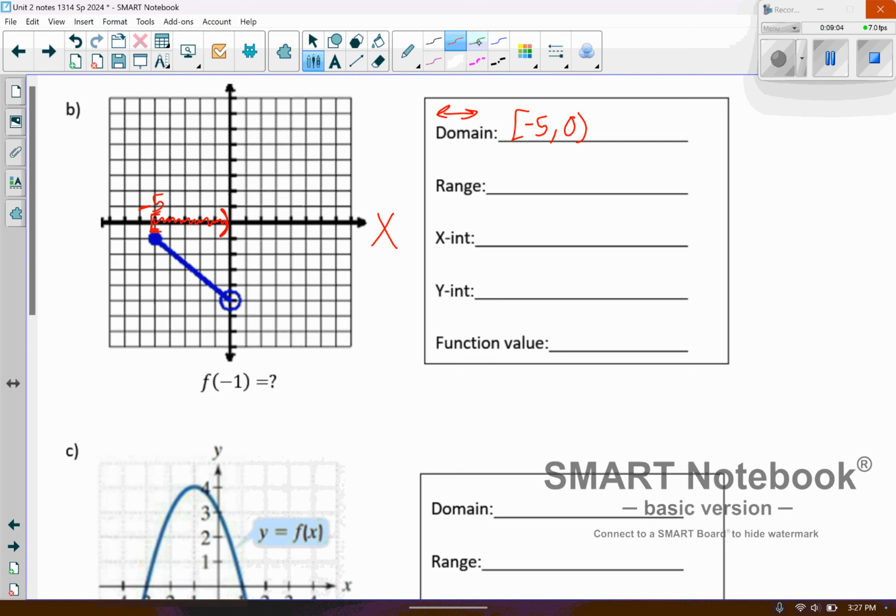And then as far as for my y values, that's going to be the range. You're going to look from bottom to top. You want to start from the bottom and go to the top.